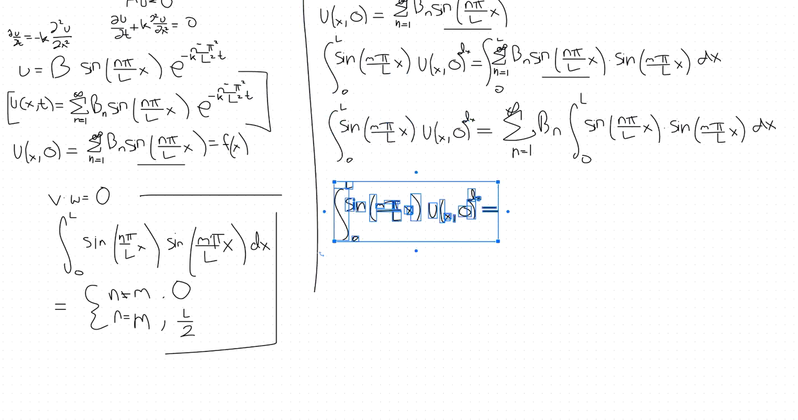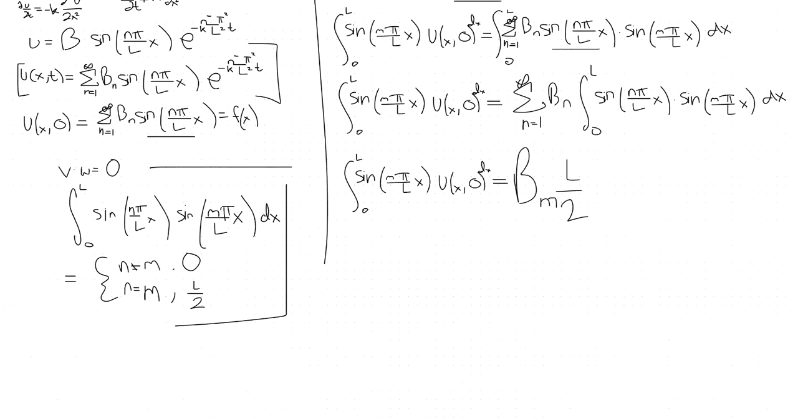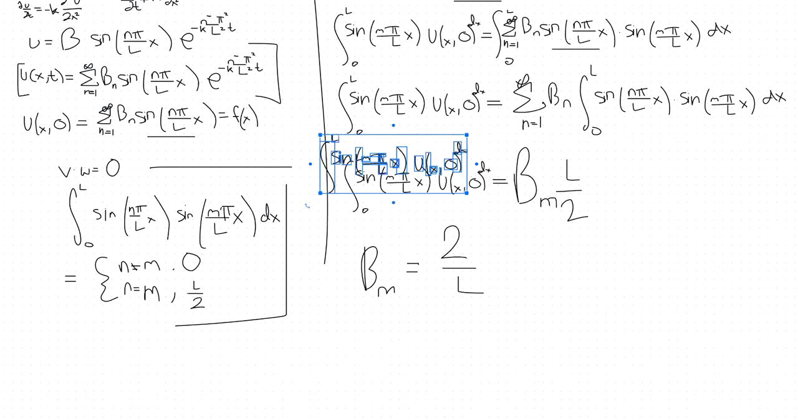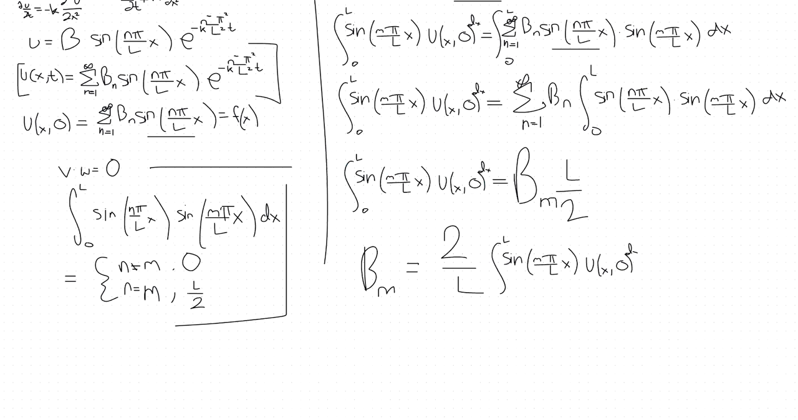The integral of sine of m pi over L x times the initial condition dx is equal to b sub n times L over 2, because everywhere else it's 0, right? It's plus b sub m, b sub n times 0, plus b sub n plus 1 times 0, etc. So this is the only place where b actually has a value. And so we can now say b sub m is equal to 2 over L times the integral from 0 through L of sine m pi over L x times the initial condition with respect to x.